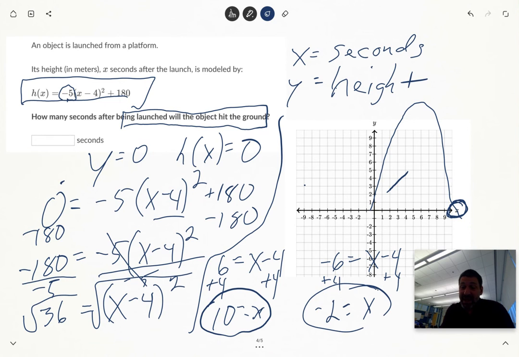So it's not going to be -2 seconds. The negative doesn't make sense in this case, but it would be a +10. So that's going to be our answer. It'd be after 10 seconds that this hits the ground again.